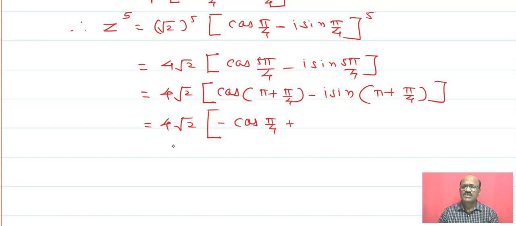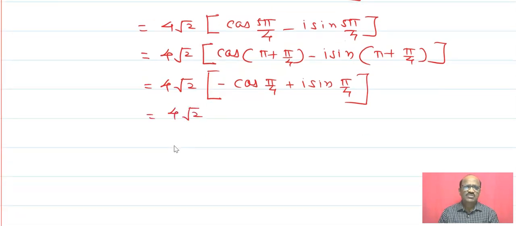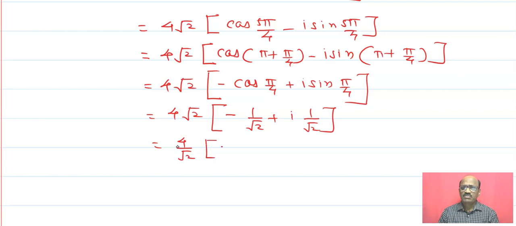Whenever there is pi plus theta, the function remains as it is. What is my point? The function remains, meaning cos remains cos and sine remains sine, whenever there is pi plus theta or pi minus theta. Therefore, minus cos of pi by 4 plus i times sine of pi by 4, and their values are very easy. That is 1 upon root 2 and 1 upon root 2.